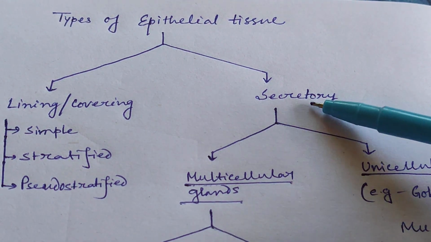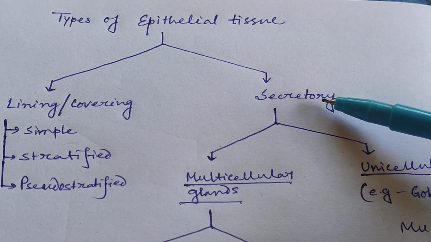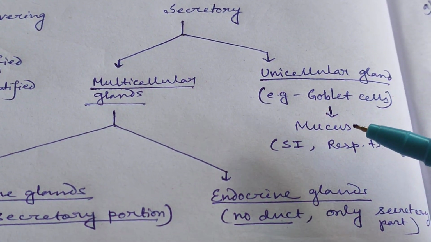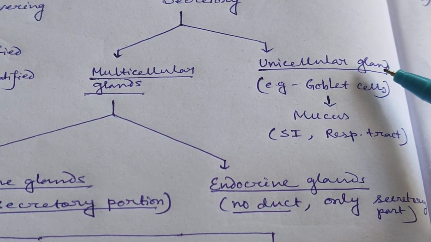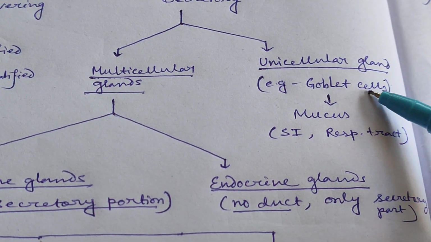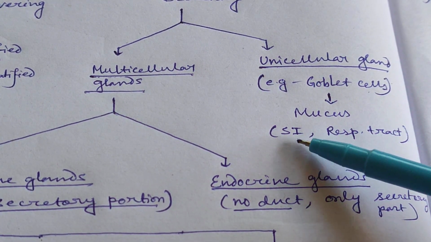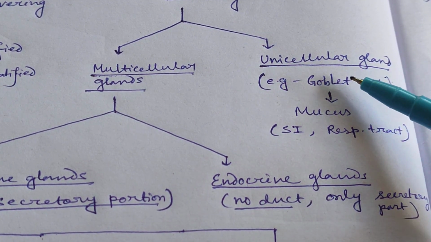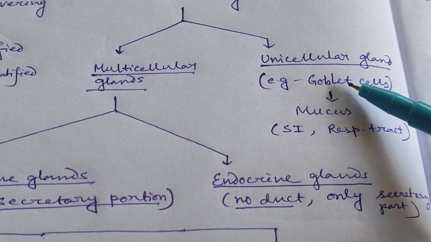Now, today we will be covering the secretory epithelial tissues or glandular epithelial tissues. There are two types of glandular or secretory epithelial tissues. One is unicellular gland, which are scattered here and there in the pseudostratified tissue. One example is goblet cell, which mainly secretes mucus, and they are present in small intestine and respiratory tract. They are mainly columnar or cuboidal, cup-shaped cells present in the pseudostratified epithelial tissue.